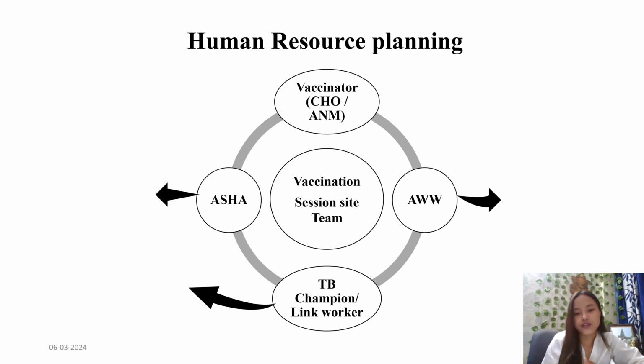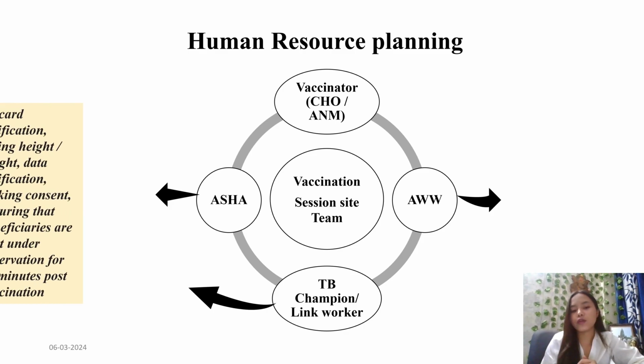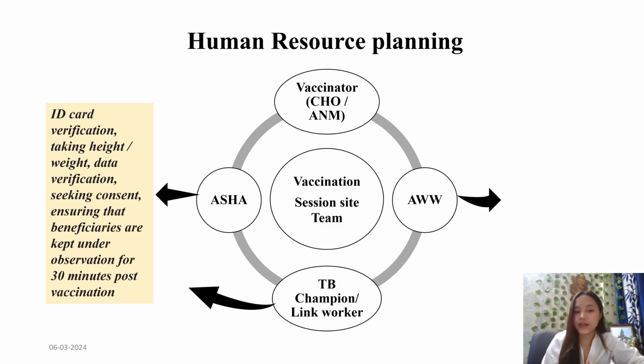So the role of the ASHA, Anganwadi worker, and TB champion or link worker will be to do the ID card verification at the session site. They will take the height and weight measurement to calculate the BMI, then do data verification and seek consent, and they will ensure that the beneficiaries are kept under observation post vaccination for 30 minutes.